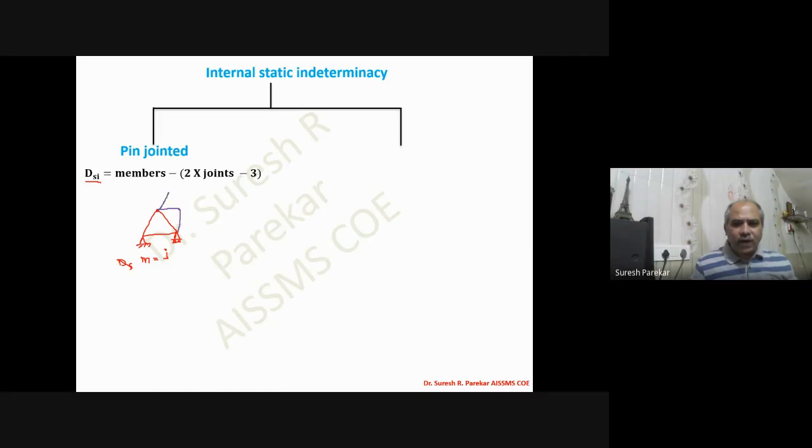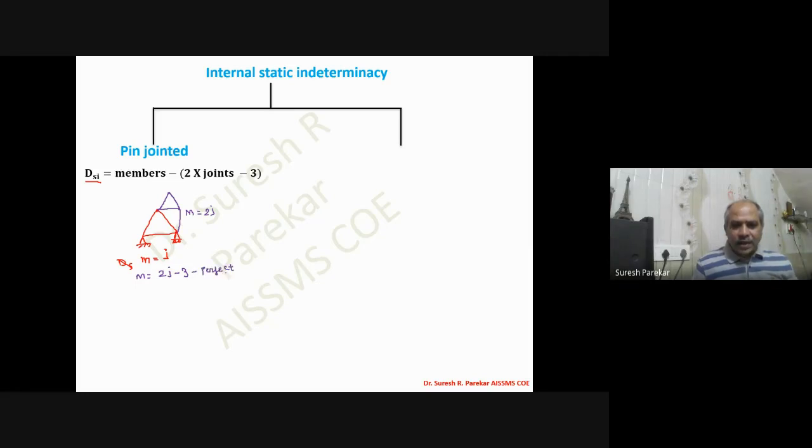So for a perfect truss, we consider the minimum number of members. After each joint, I require 2 members. Means after 3, we have M equal to 2J. Then if I combine these two and make a general equation, I have M equal to 2J minus 3. Minus 3 is for the first 3 joints. And this is a perfect truss.